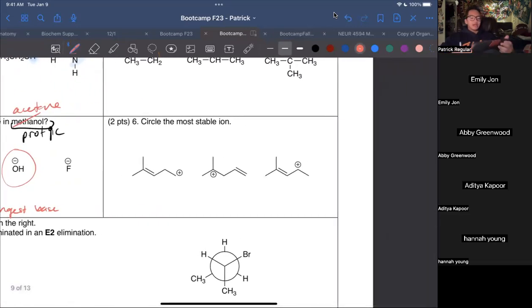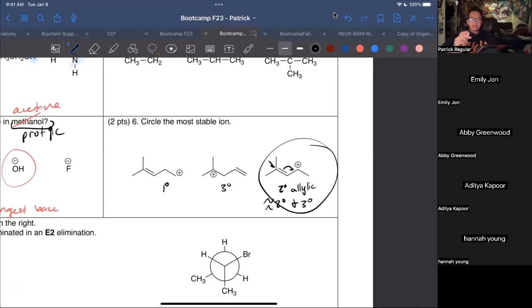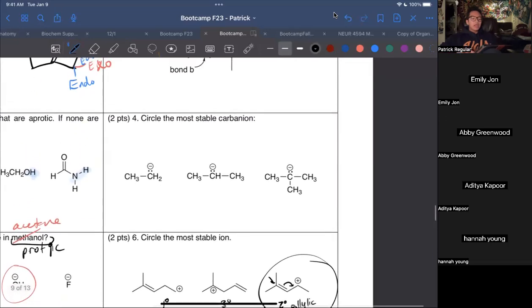Circle the most stable ion. This one is primary. This one is tertiary. This one is secondary, allylic. So it's somewhere between secondary, and if it were to door hinge over, it would be tertiary. So if it's somewhere between secondary and tertiary, allylic is my best bet. Is that one.